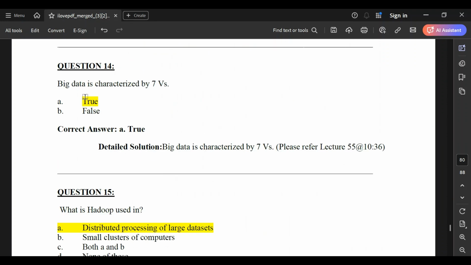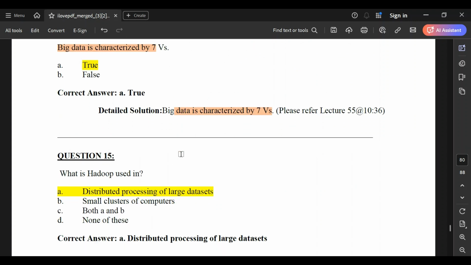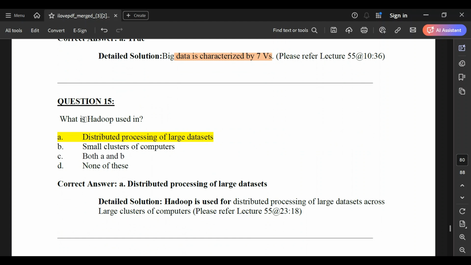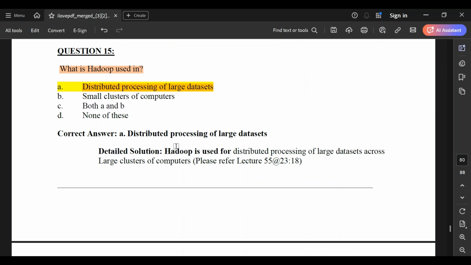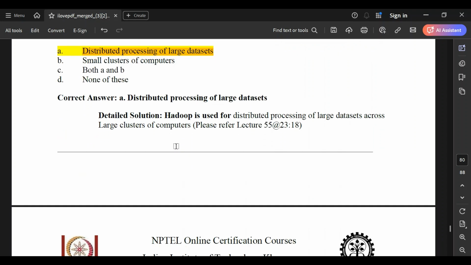And moving to the next one, big data is characterized by 7 V's. It is true. So you should know that big data is characterized by 7 V's. Earlier it was 5 V's, now it is 7 V's. What is Hadoop used in? So distributed system of large data set. It is used for distributed processing, means processing of large data sets.